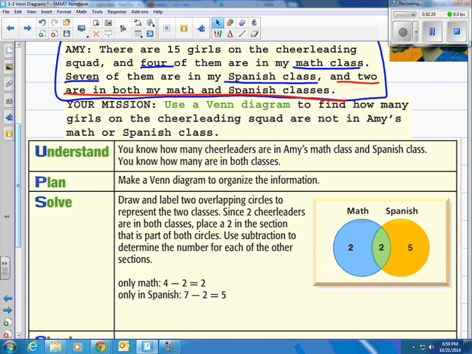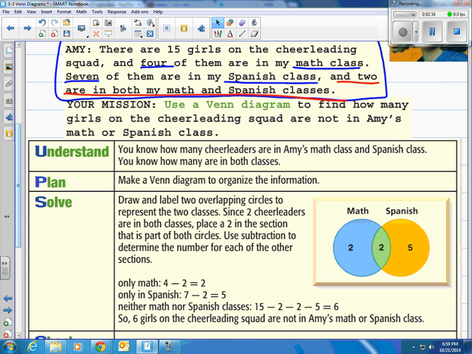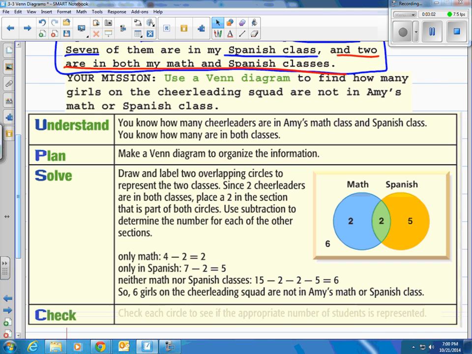Knowing that information, we can determine the answer to the question. It says neither math nor Spanish classes. Well, she already said that there are 15 girls total, right? So if we take the 15 girls total and we subtract out the 2, and the 5 that are there in the circles, we end up with 6 left over. So outside of math and Spanish, there are 6 girls. And what that really says is there are 6 girls on the cheerleading squad that are not in Amy's math or Spanish class. Of course, we can check the math, and that's what that says down here, so that we have the appropriate numbers of students represented.